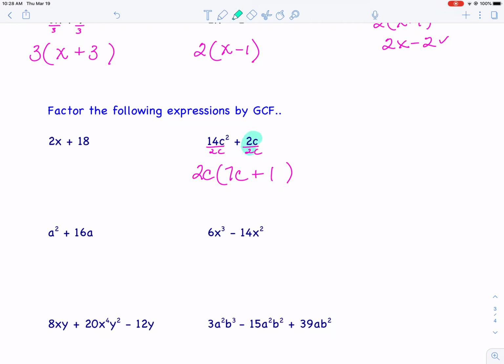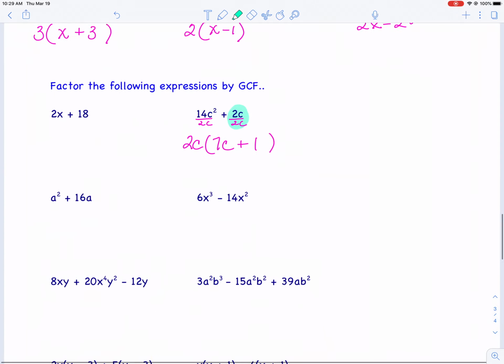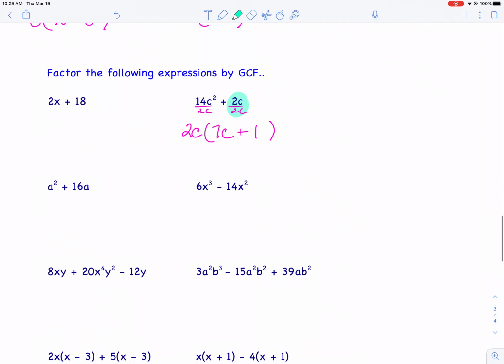This is very important. When you see 2c divided by c, anything divided by itself is 1. You can't just leave it out or cancel it out, because then you would never get back 14c squared plus 2c. I'll do one more with you.